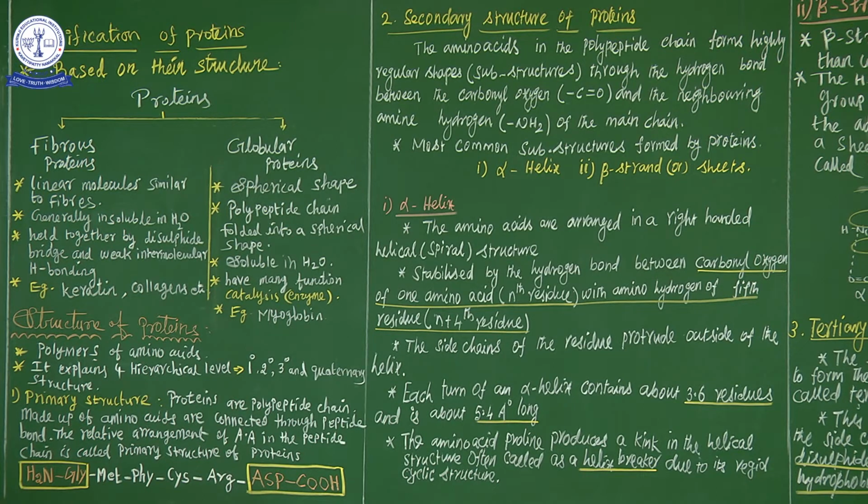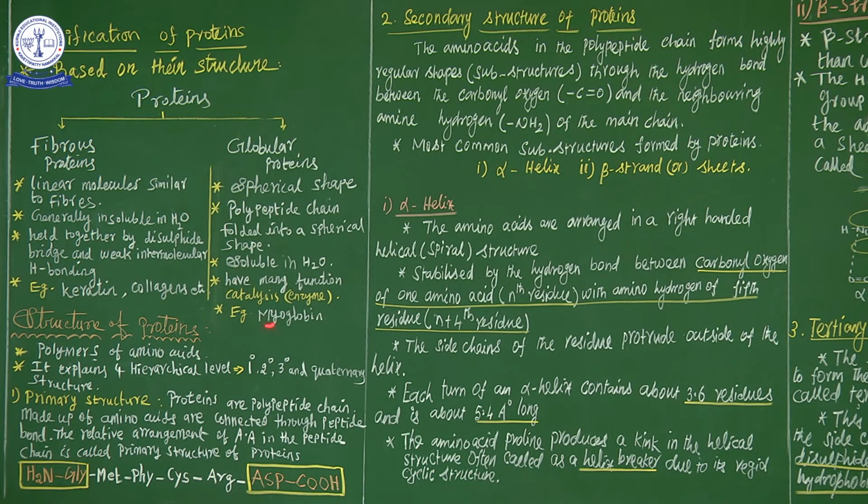These proteins are soluble in water. Fibrous proteins are insoluble in water, in contrast to globular proteins, which are soluble in water. The globular proteins have many functions including catalysis, so they act as enzymes. Since globular proteins act as catalysts in living organisms, they are biocatalysts. The biocatalyst is the enzyme.